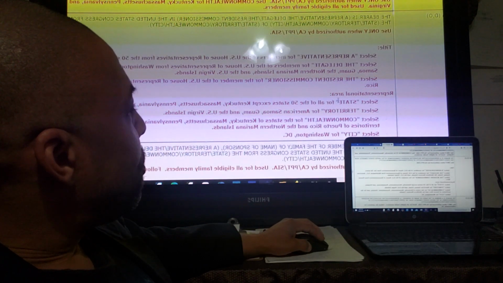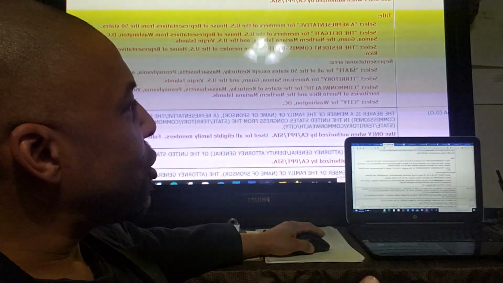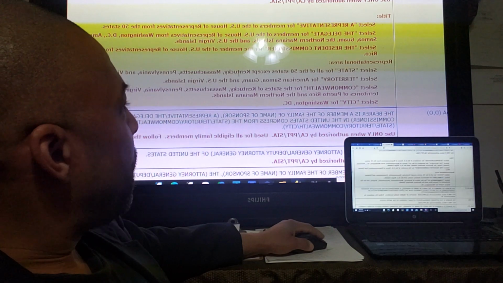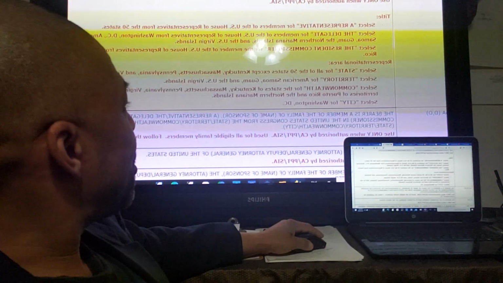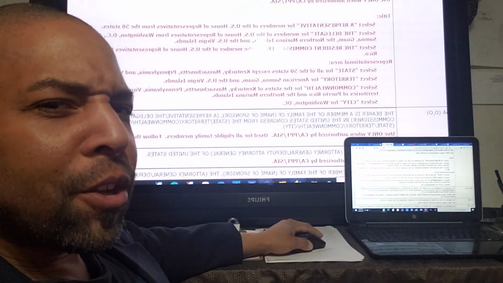This one tells you here, look at this, representational areas. State, meaning all the 50 states except Kentucky, Massachusetts, Pennsylvania, and Virginia.